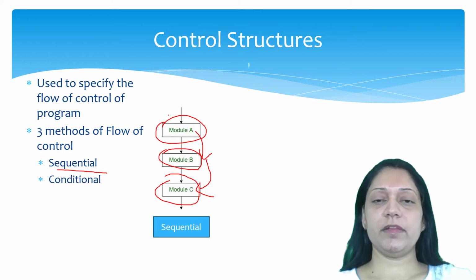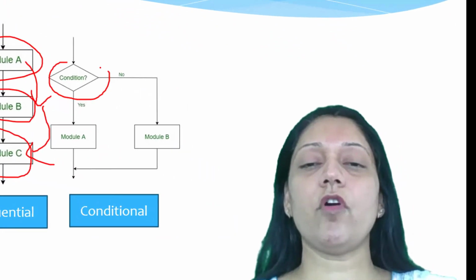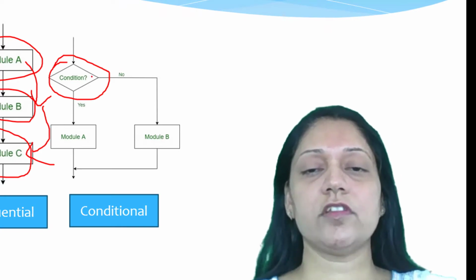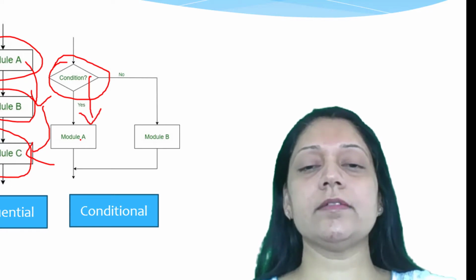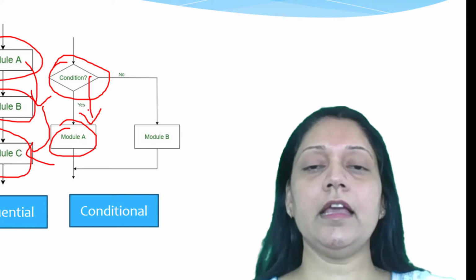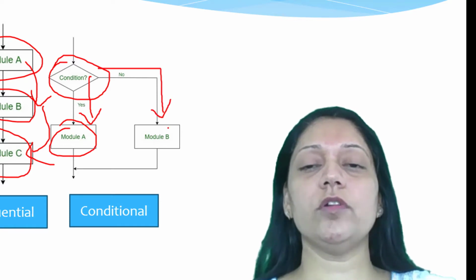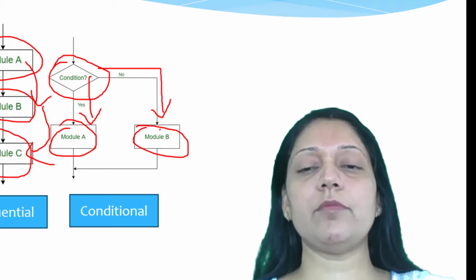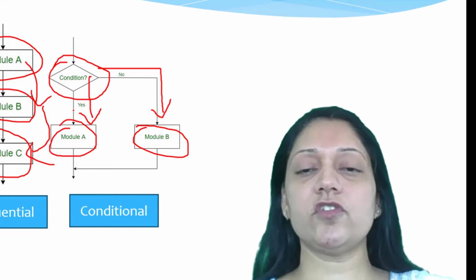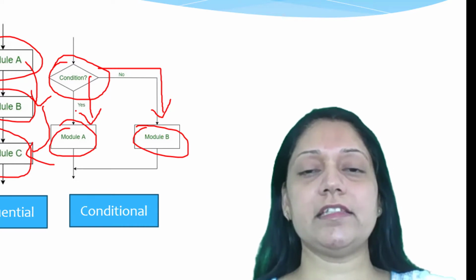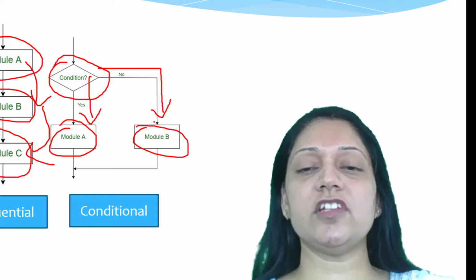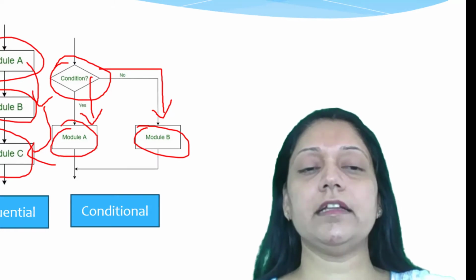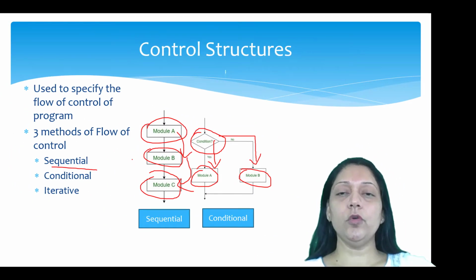Next one is conditional statements. Conditional statements means you check for a condition in a program. The output of the condition would be either true or false. If the condition is true, that is yes, then you execute module A. If the condition is false, then you execute module B. Module A would not be executed if the condition is false, and module B would not be executed if the condition is true. So either one of the modules would be executed depending on the condition. Here we are changing the flow of the program as per the condition mentioned in the box.